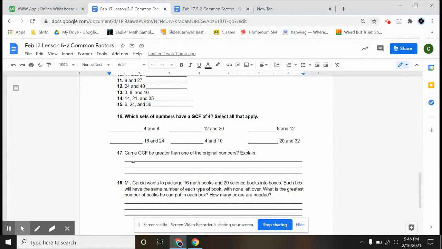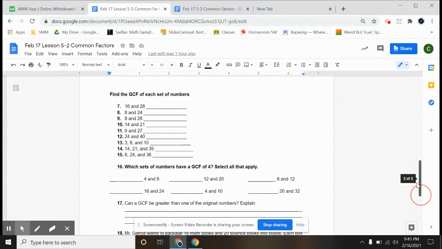And then 17 says, can a greatest common factor be greater than one of the original numbers? Like in this example, could you have a greatest common factor of 6? You should be asking yourself, I don't know if that would work, because if you're thinking of all the factors for a number, you should never have a factor that's larger than one of the numbers you see listed there. And then there's just a little word problem to give you some higher level thinking, and that will conclude the assignment for today, okay?